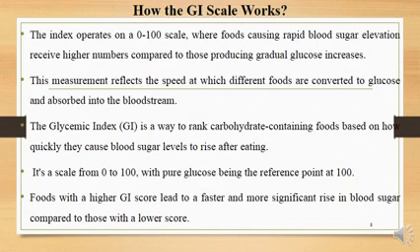The glycemic index (GI) is a way to rank carbohydrate-containing foods on how quickly they cause blood sugar levels to rise after eating. It's a scale from 0 to 100, with pure glucose being the reference point at 100. Foods with higher GI scores lead to a faster and more significant rise in blood sugar compared to those with lower scores.